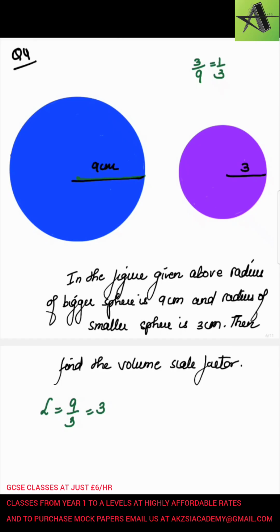But here they have mentioned nothing. So we can take bigger over smaller, which is 9 over 3. That will give me 3 as the length scale factor. So the volume scale factor is the cube of the length scale factor, which is 27.